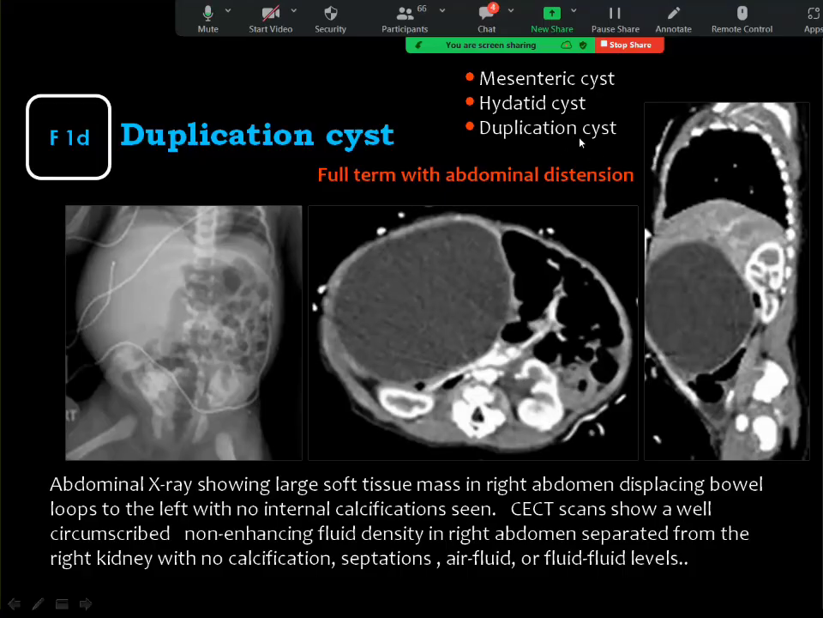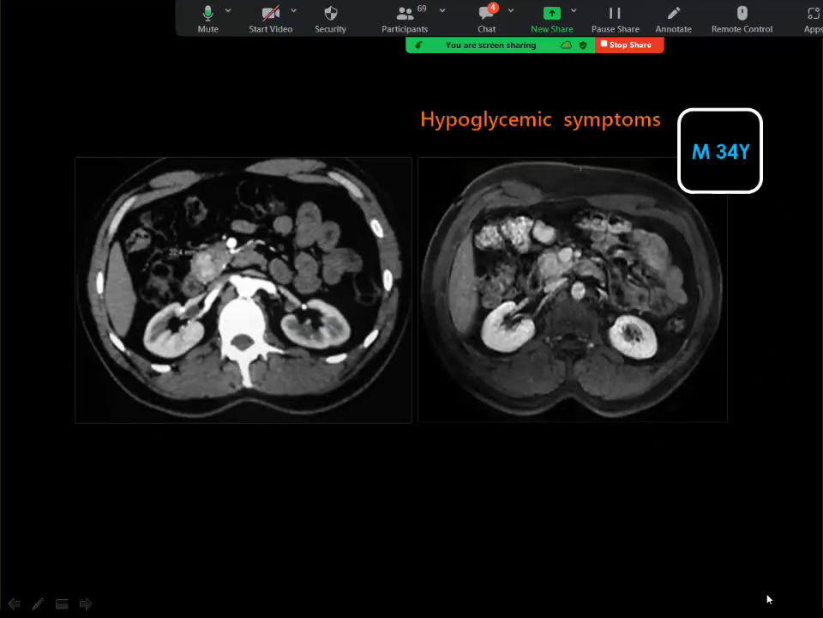According to the literature, duplication cyst is considered the most common of these. Mesenteric cyst is rare, and hydatid cyst needs some of the criteria of hydatid cyst, like calcium in the wall, floating shadows inside the cyst, or multiple daughter cysts along the wall of the hydatid cyst. Then if you see a simple cyst within the peritoneal cavity, the diagnosis of duplication cyst is most likely, as the mesenteric cyst is considered somewhat rare compared to the duplication cyst.